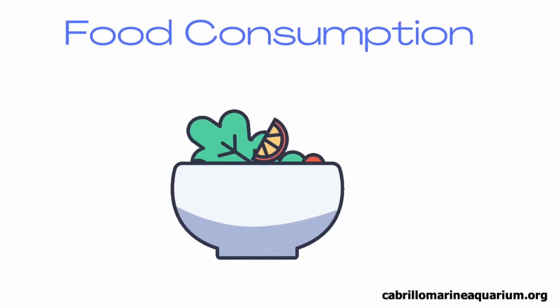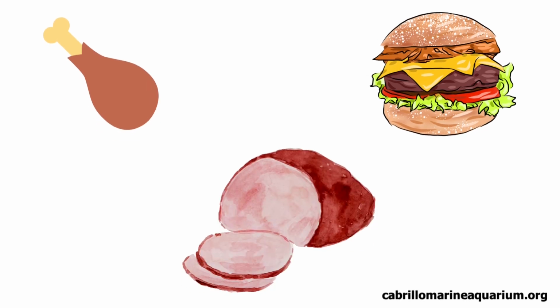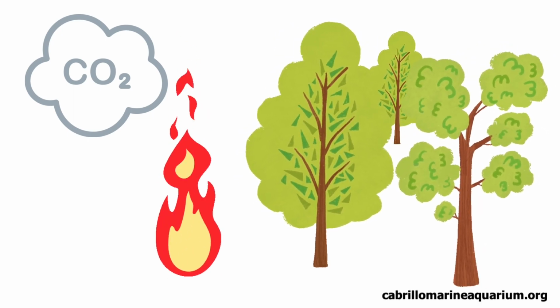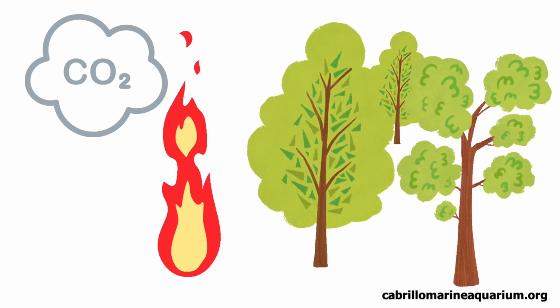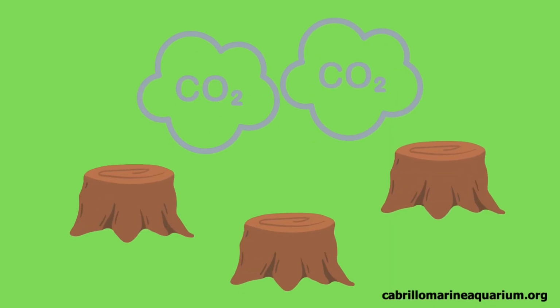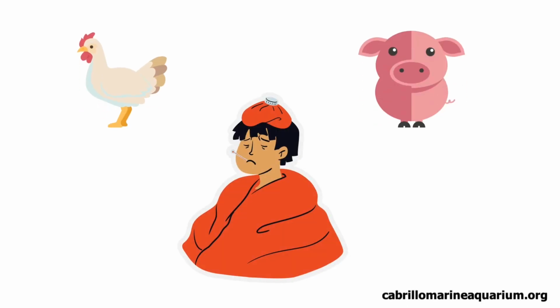Let's talk about the food we eat. There are many ways industrial meat production is not sustainable. Forests are burned down in order to create farms for cattle and feed for animals like chickens and pigs. The burning process releases greenhouse gases. In addition, when there are less trees available to absorb carbon dioxide, more carbon dioxide is released into the atmosphere. Industrial farming also leads to diseases in animals, which can be passed to humans.